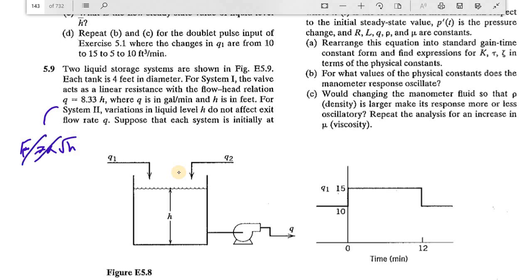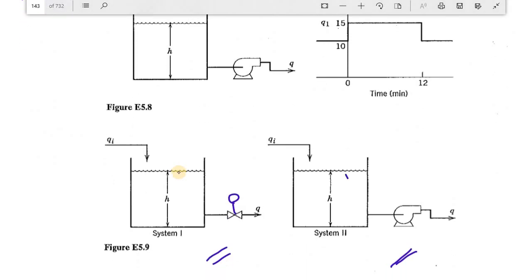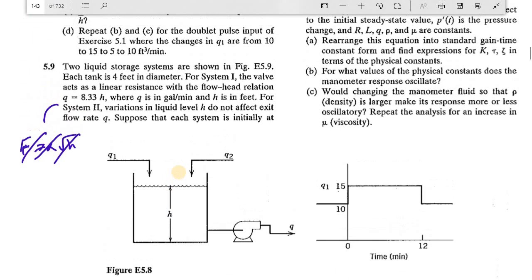So it's not the square root of H, it is linearly proportional to the height, and this is the value of alpha. We're using gallons per minute and H is in feet. For system 2, variations in liquid level H do not affect the exit flow rate. Definitely for the second one, H does not affect the exit flow rate, because the flow rate depends on the power of the pump. Whatever the height goes up or down, you'll always have a fixed output here.